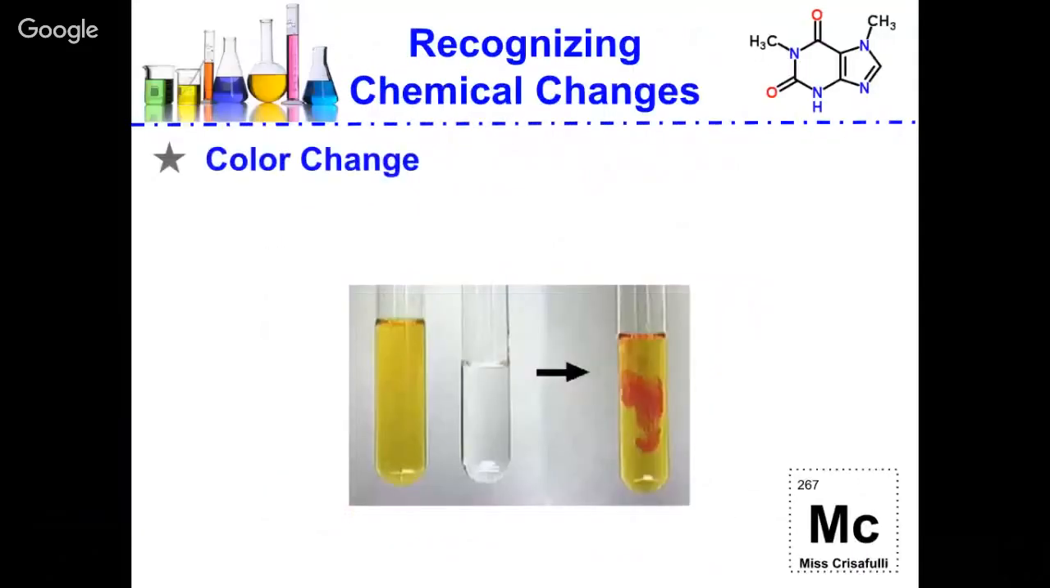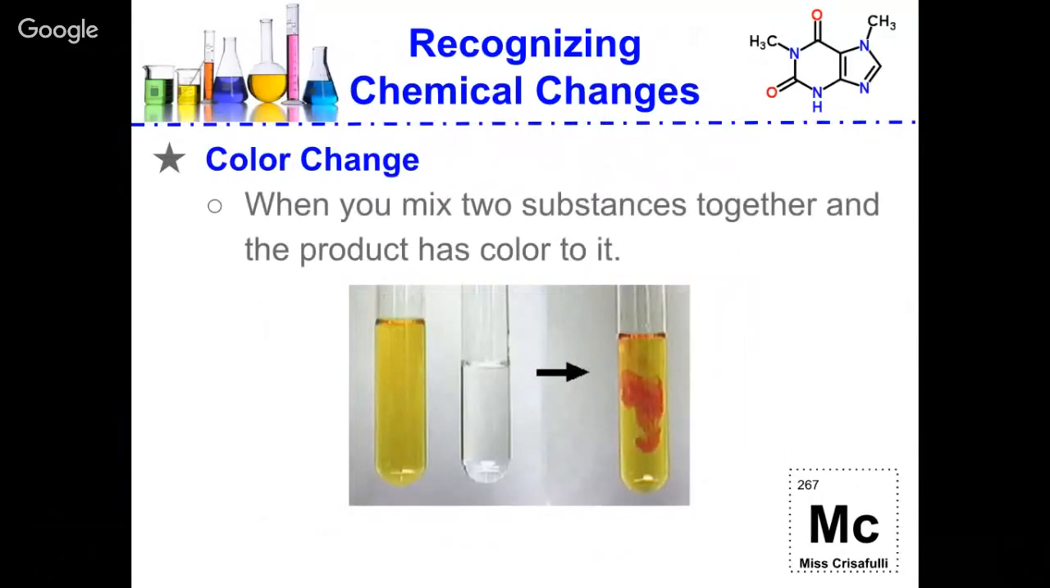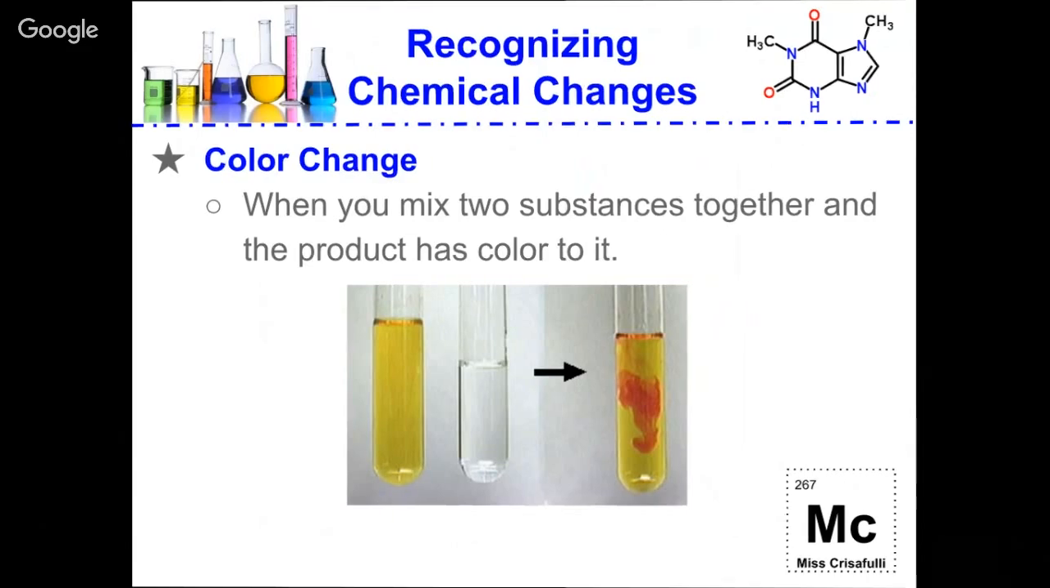The next one would be color change. When you mix two substances together and the product has a color that is different from what you started off with. If we look at these two test tubes, the test tube on the left has a yellow liquid in it and the test tube on the right has a colorless liquid. When we mix those two together, the colorless liquid and the yellow liquid started turning into a reddish color. That would also indicate that a chemical change has happened.